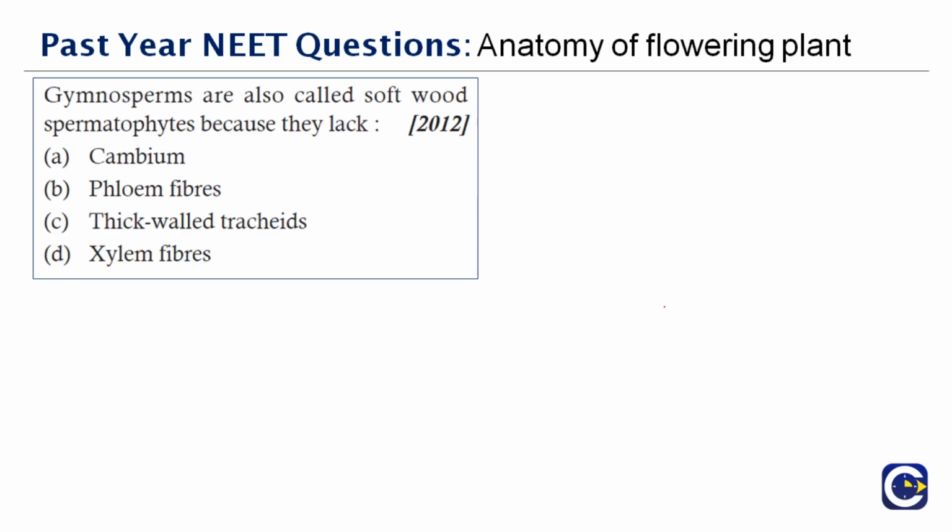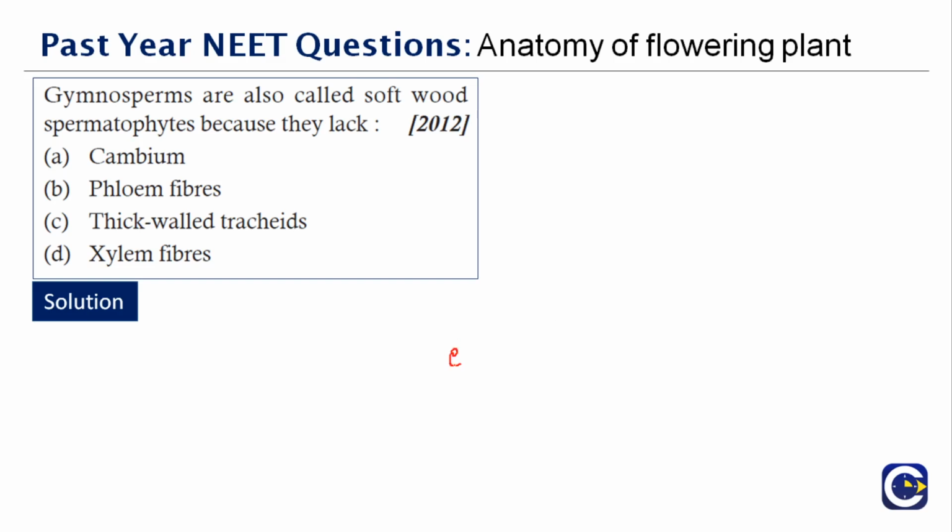Next question here. Gymnosperms are also called softwood spermatophytes because they lack dash. Obviously they should lack fibers, but which fiber is that? Phloem or xylem? Xylem fibers. So what are gymnosperms? Gymnosperms are a group of seed producing plants that includes conifers, cycads, ginkgo and gnetophytes. Now the term gymnosperm comes from the Greek composite word literally meaning naked seeds.